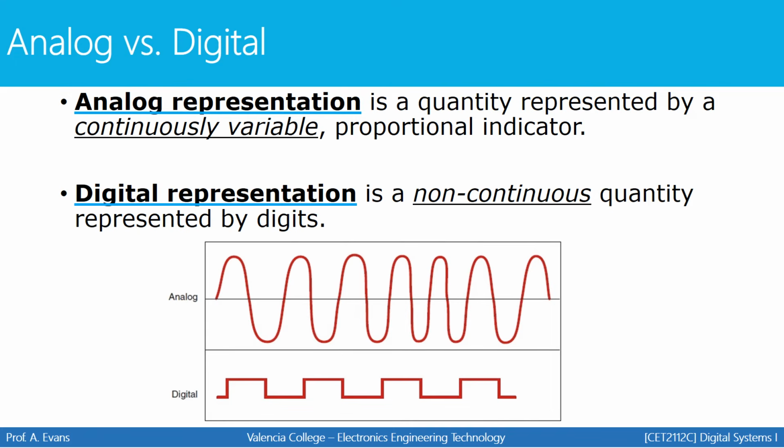That's analog representation. Digital representation is considered a non-continuous quantity, which means that you only really have two possible outcomes shown on the graph below.